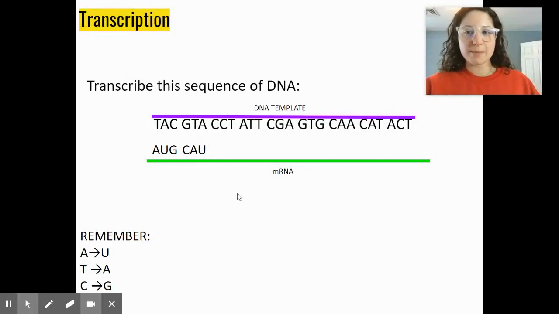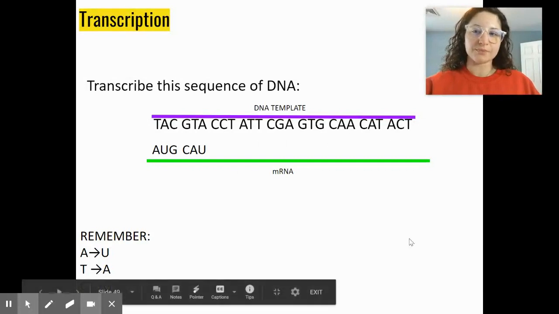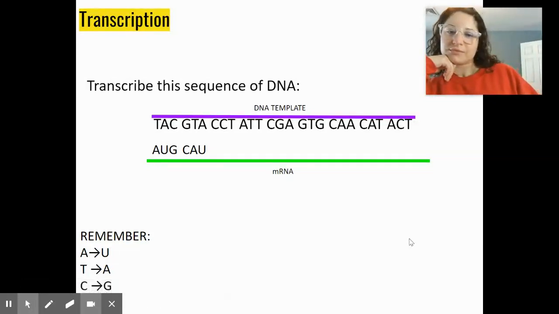and I'm going to ask you at this point to stop and pause the video and try to transcribe the rest of this DNA sequence on your own. I wasn't kidding. Pause the video.